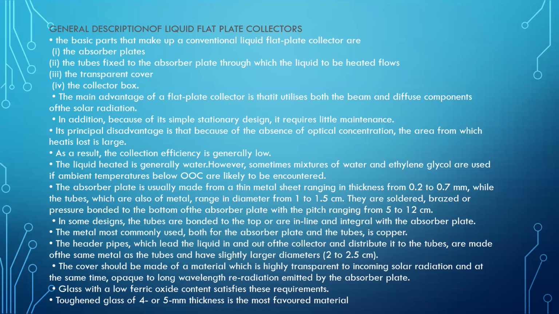The absorber plate is usually made from a thin metal sheet ranging in thickness from 0.2 to 0.7 millimeter. The tubes, which are also of metal, range in diameter from 1 to 1.5 centimeter. They are soldered, brazed, or pressure bonded to the bottom of the absorber plate, with the pitch ranging from 5 to 12 centimeter. In some designs, the tubes are bonded to the top or are in line and integral with the absorber plate. The metal most commonly used for both the absorber plate and the tubes is copper.